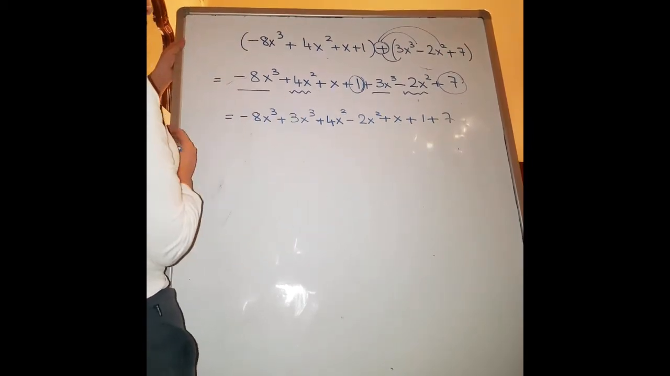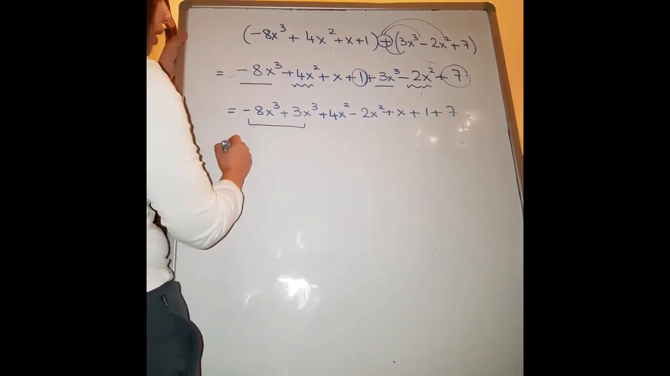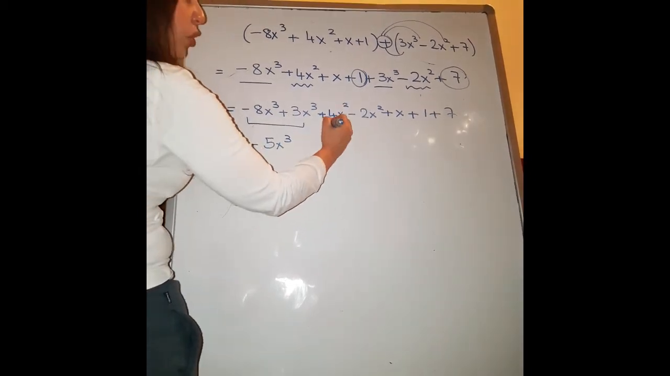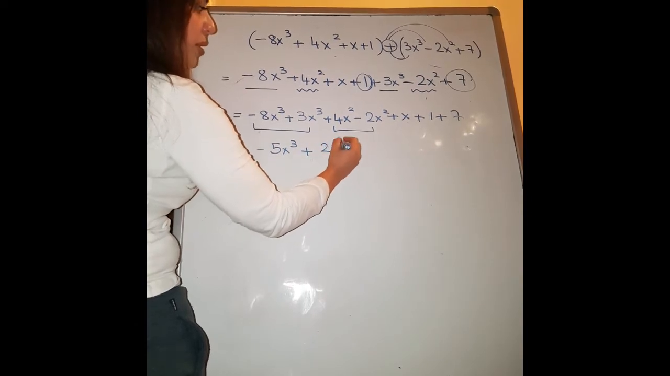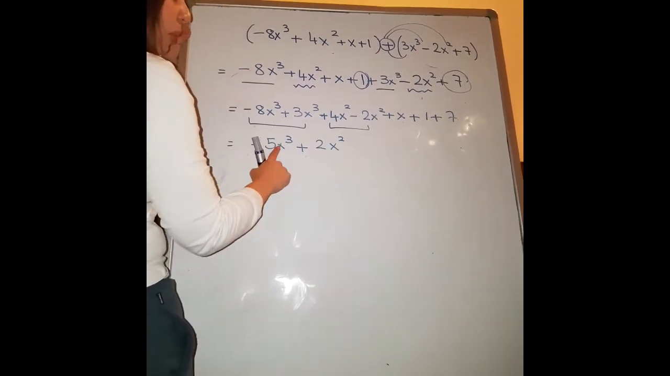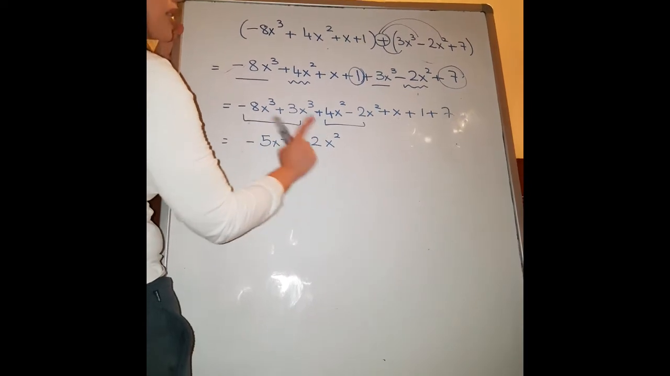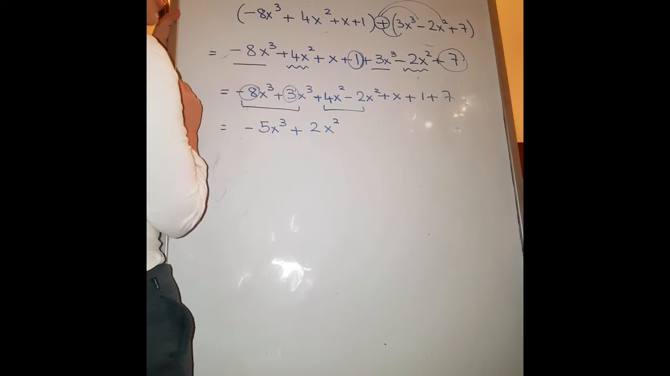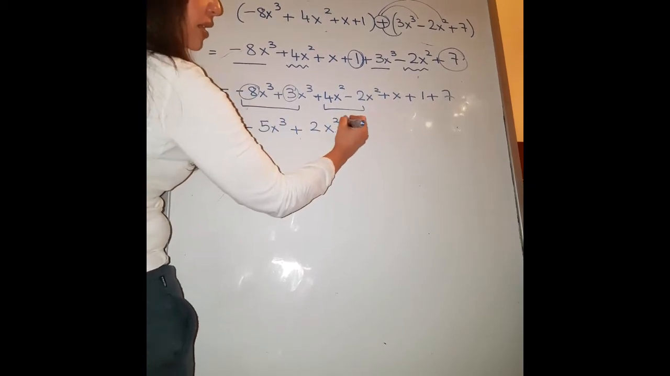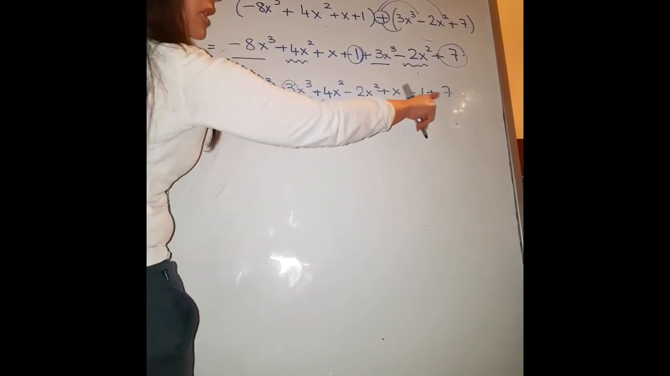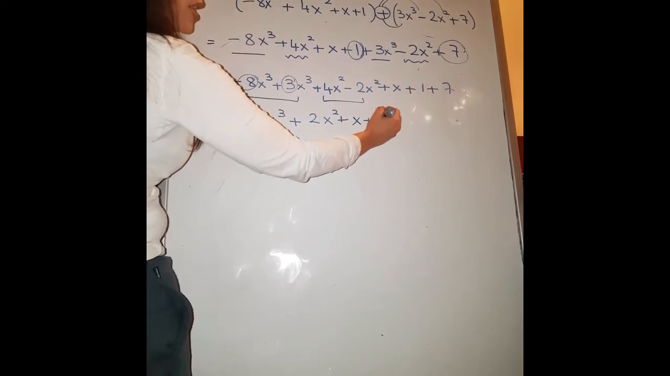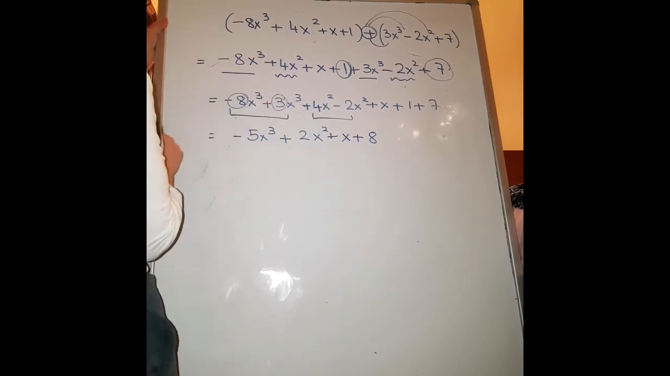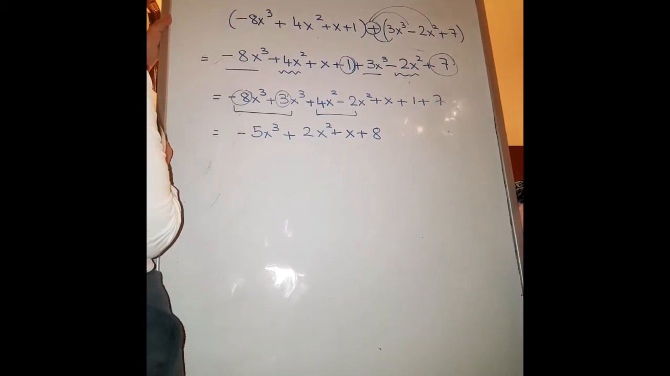And I start adding and subtracting my like terms. Negative 8 plus 3 is a negative 5x to the third, plus 4 and a negative 2 gives me a plus 2x to the second. I do not touch my variables. I leave them as they are because I am simply only adding and subtracting my coefficients that are beside the variable. Plus x, it has no like term. I bring it down. Plus 1 and a plus 7 give me a plus 8. Is it in standard form? 3, 2, 1, 0. Yes, that's my answer for this.